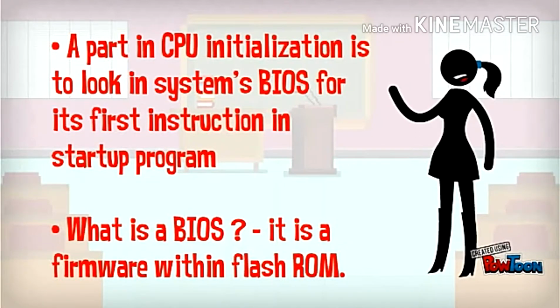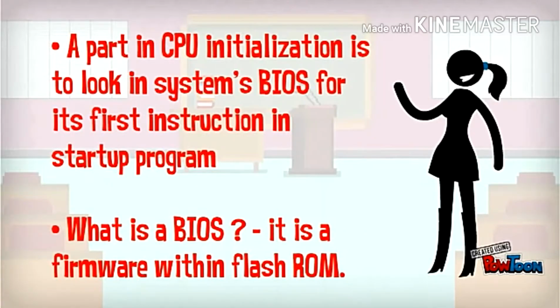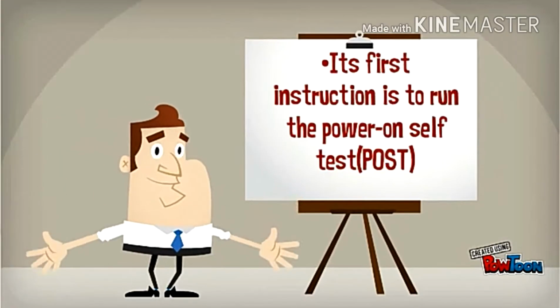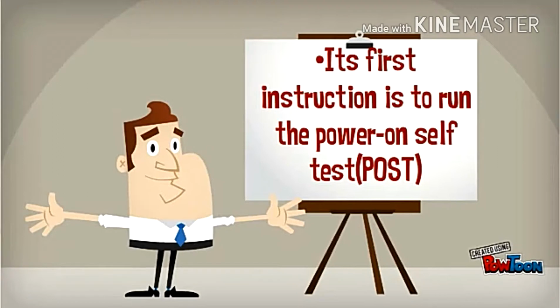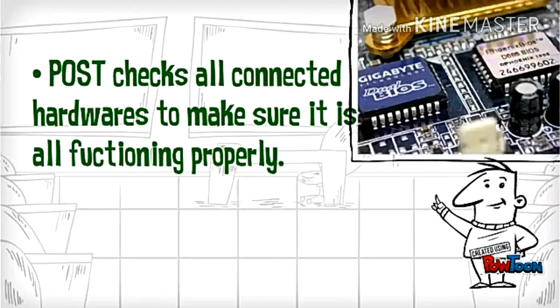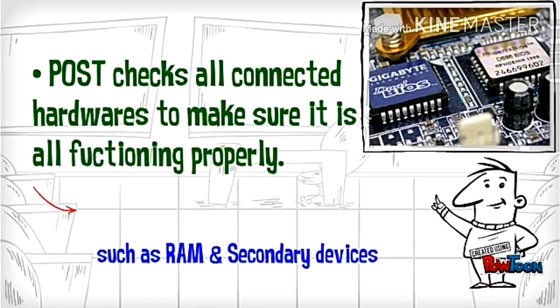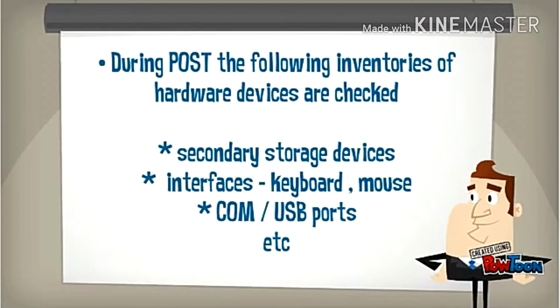What is a BIOS? It is firmware within flash ROM. Its first instruction is to run the power on self-test, or POST. POST checks all connected hardware to make sure it is all functioning properly, such as RAM and secondary devices. During POST, the following inventory of hardware devices is checked: secondary storage devices, interfaces, keyboard, mouse, COM or USB ports, etc.